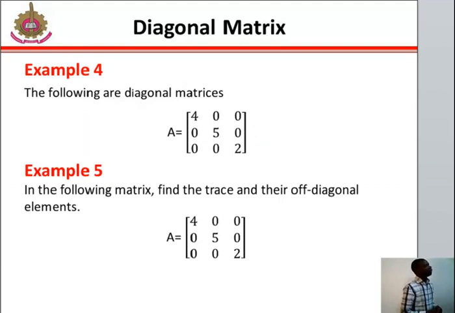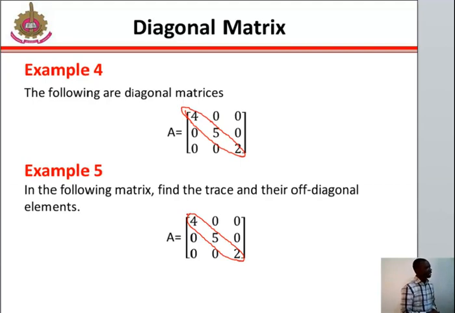Now, for this example, if you are asked to find the diagonal elements, the diagonal talks about those elements that appear on the diagonal of the matrix. As you can see, you have 4, 5, and 2. Those are the diagonal elements that we have in example 4. In example 5, the same thing, you have 4, 5, and 2.